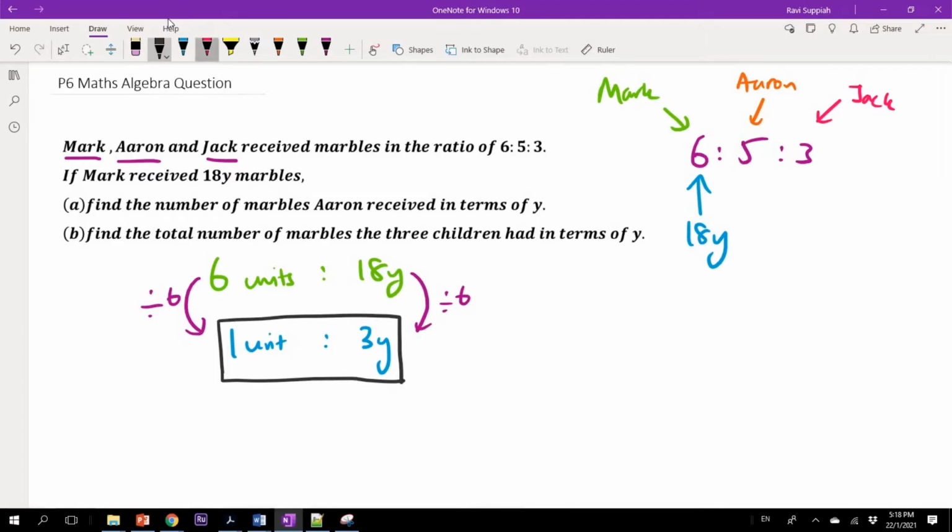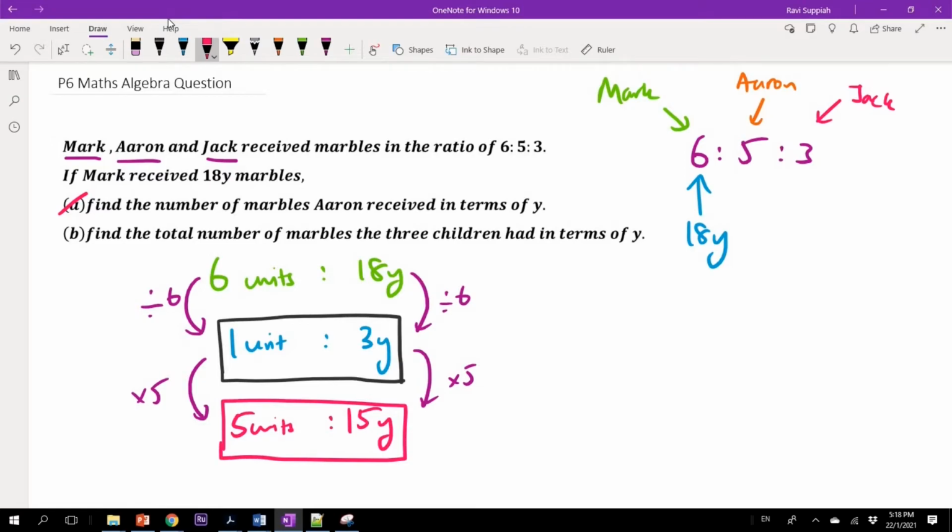So in part A, we are asked to find the number of marbles Aaron received in terms of y. So Aaron received 5 units. So if 1 unit is 3y, what is 5 units? In order to go from 1 to 5, I multiply by 5. So similarly here, I multiply by 5. So I will get 3 times 5, which is 15y. Okay, so that is the first step over here. So the answer for part A is 15y. Aaron received 15y marbles in terms of y.